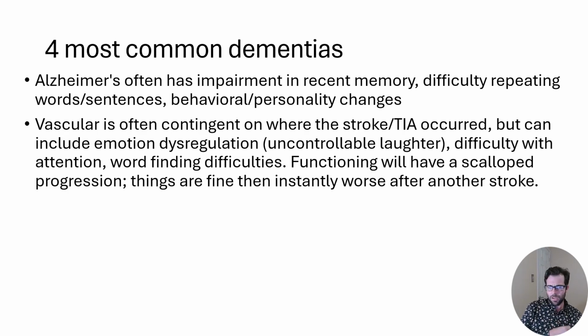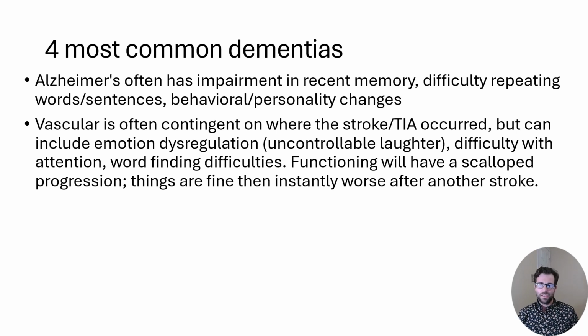Vascular dementia is due to a stroke or a transient ischemic attack, a TIA, and the symptomatology is contingent on where the stroke occurred. So if it occurred in your occipital lobe, close to the back of the head, it's going to have some vision problems. If it occurs in your frontal lobe, you might have some executive functioning problems like planning events or hitting the brakes on yourself emotionally whenever you're getting mad and you don't want to say something you regret.